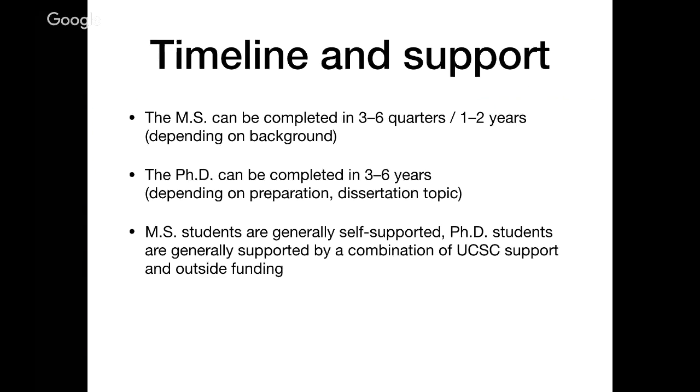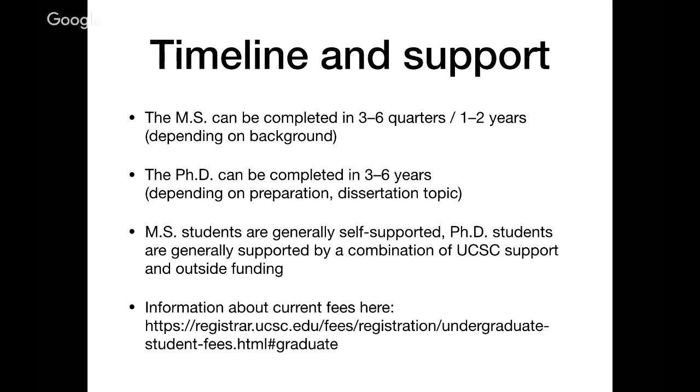Master's students are generally self-supported. PhD students are generally supported by a combination of UCSC support, like TA-ships, and outside funding, like research projects. And when I say self-supported, I don't mean that there is no financial aid. I mean that the program is not responsible for making sure that your funding appears, whereas the program does try to take responsibility for making sure PhD students are funded. There's information about current fees at this URL.